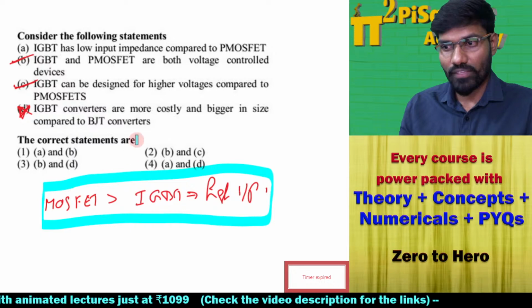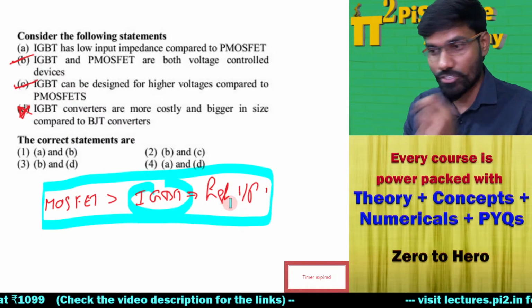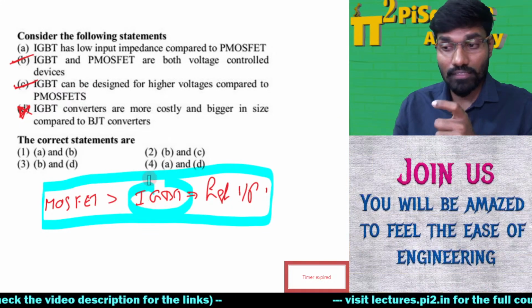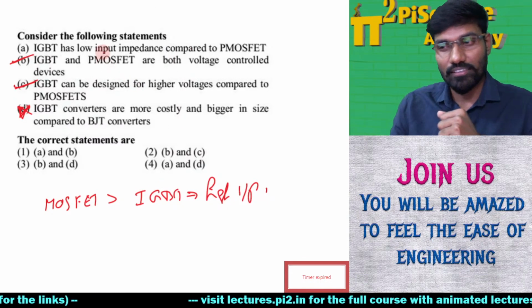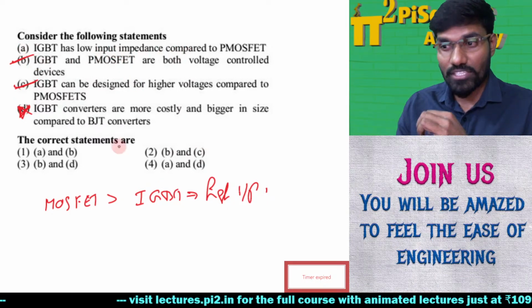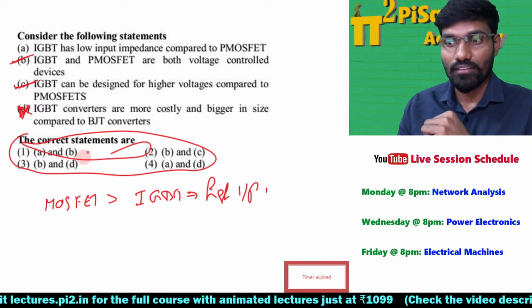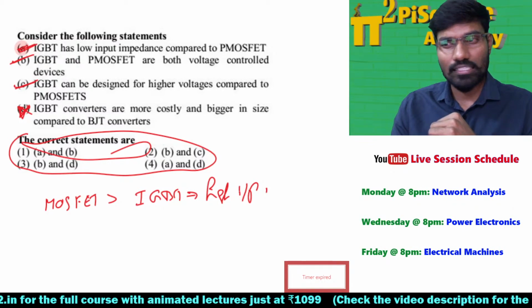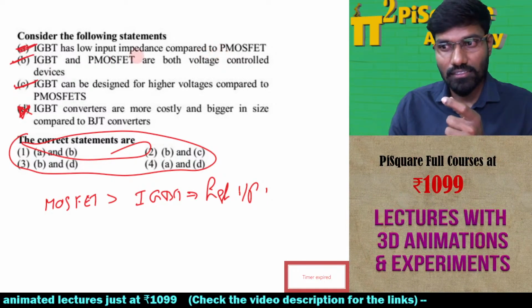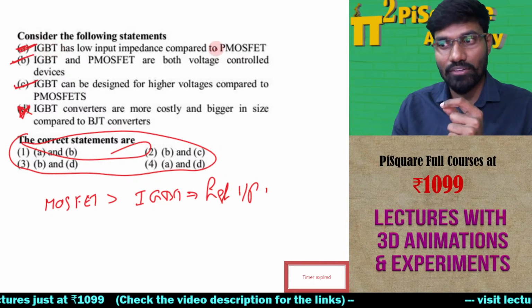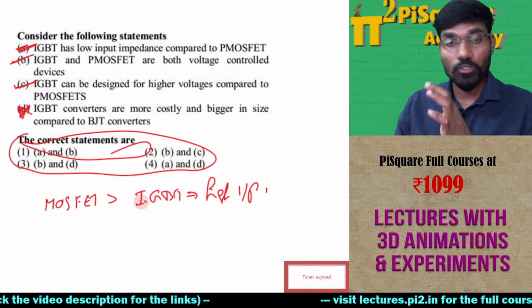MOSFET will comparatively have a higher input impedance. Of course IGBT also has high input impedance, that is true. But now the aspect is comparison. If this were an MSQ, forget about these options, then that would be a correct statement also. Even though the difference is small, this is a little less compared to this, still it is less, right? Low input impedance. But careful, it won't be too much.